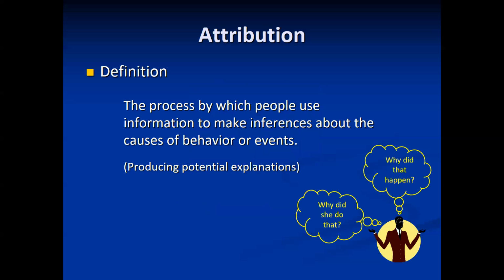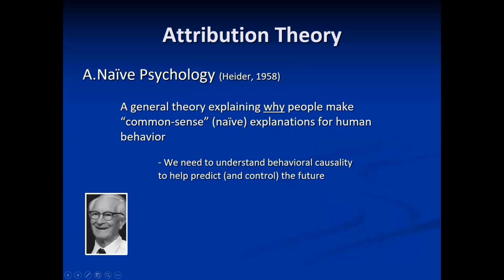Attribution is the process by which people use information to make inferences about the causes of behavior or events. That is, it is coming up with potential explanations for why things have happened or for why people have behaved the way they have. The first person to formally analyze how people attempt to understand the cause behind behavior was Gustav Ichheiser. The first person to formulate a general theory of attribution was Fritz Heider.